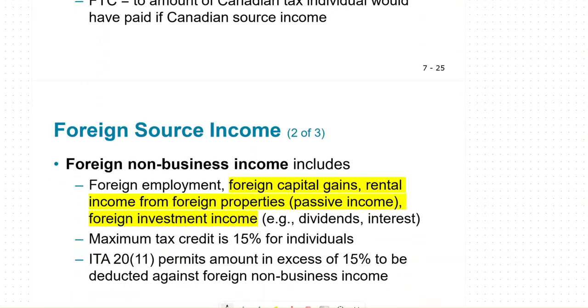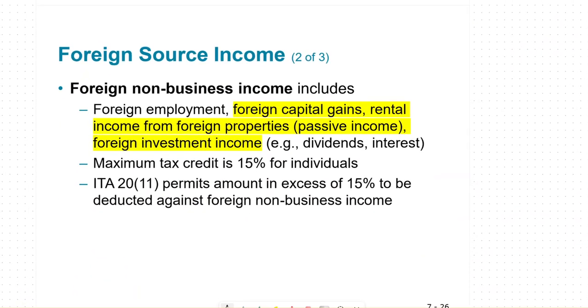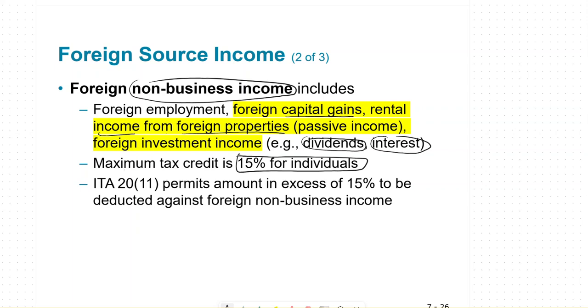That's what happens for non-business income, so you could have foreign non-business income. What does that include? You could have a capital gain, or rental property from foreign properties, which is called passive income. Or you could have an investment, on which you could be getting dividend or interest income. The minimum tax credit is 15% for the individual, which we learned in chapters 4 and 5. The amount in excess of 15% is permitted to be deducted against the foreign non-business income.